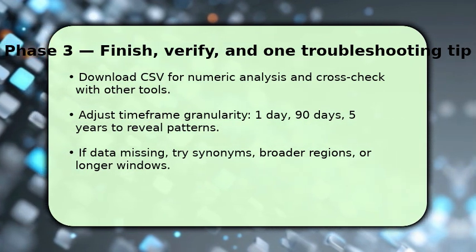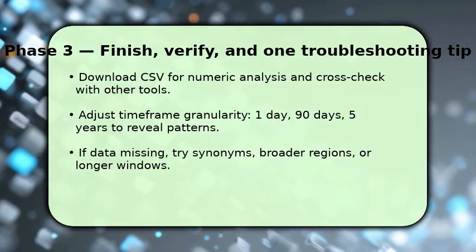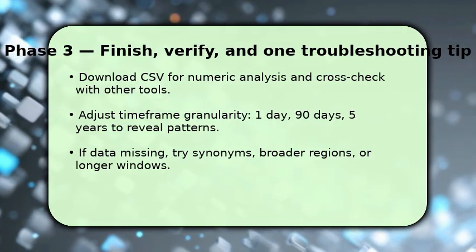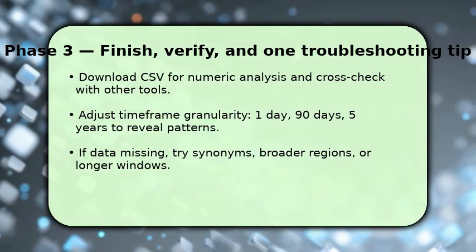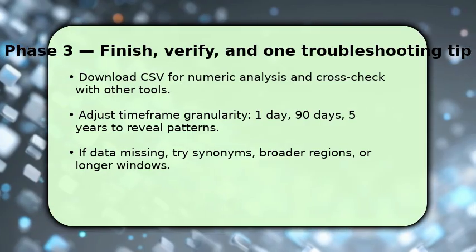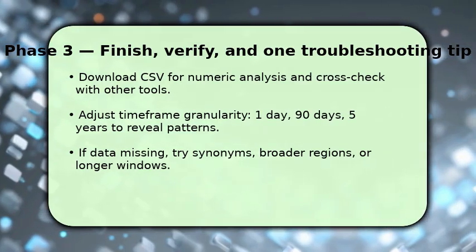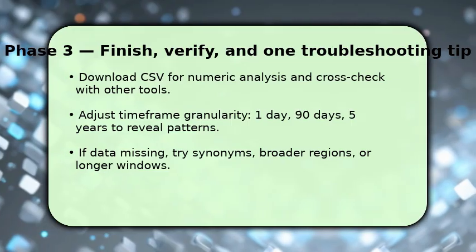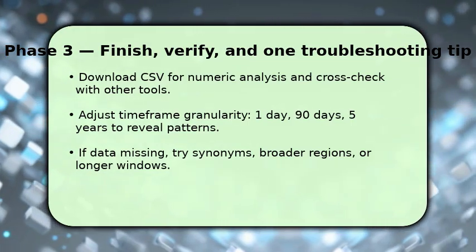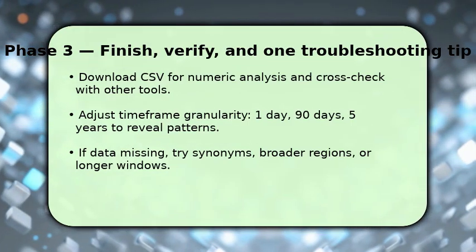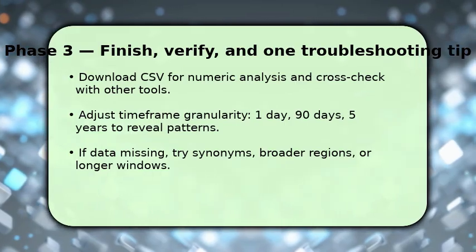Once exported, change timeframe granularity to reveal seasonal cycles or short-term bursts, and use category filters to remove noise. If a term shows flat or missing data, try synonyms, expand the region, or lengthen the window. This often uncovers low-volume interest. If confusion remains, compare with a high-volume baseline term to see relative behavior and confirm your interpretation.